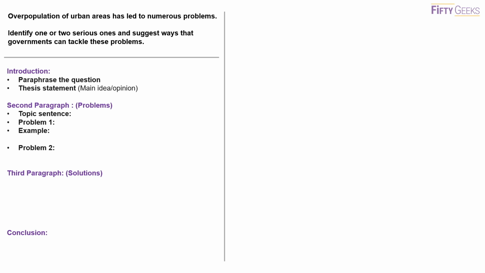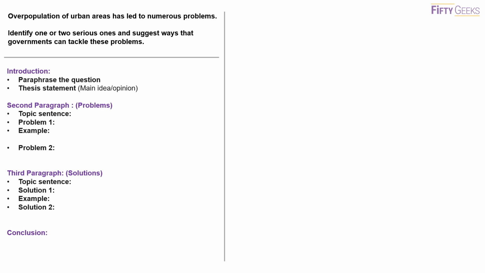Similarly, for the solution paragraph, we will write the topic sentence, which is a general statement of what we will write in this paragraph. Then we will write the first solution to the problem and add a supporting example with it. Furthermore, I will write the second solution to the problem. If the question specifically asks you what the government and individuals can do to solve the problem, then you can write the first solution about how the government can solve this problem and a supporting example with it. The second solution you can write about is what individuals can do to solve the problem.